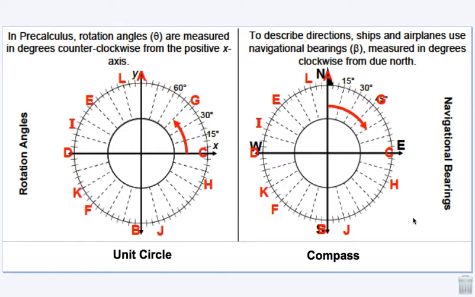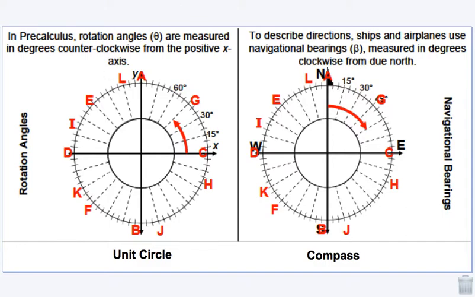This is the last of the new material I'm going to show you, and most of you have seen compasses before, you've used them before. What we're going to do is compare our unit circle on the left with a compass on the right, and you'll notice that both of these have the letters A, B, C.